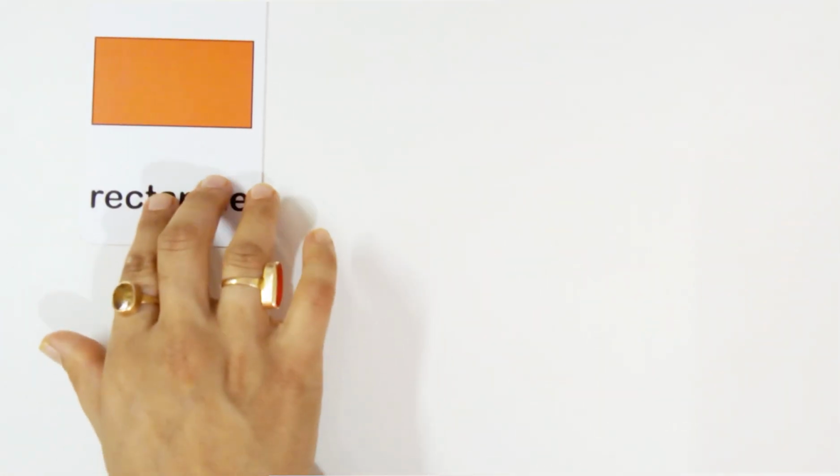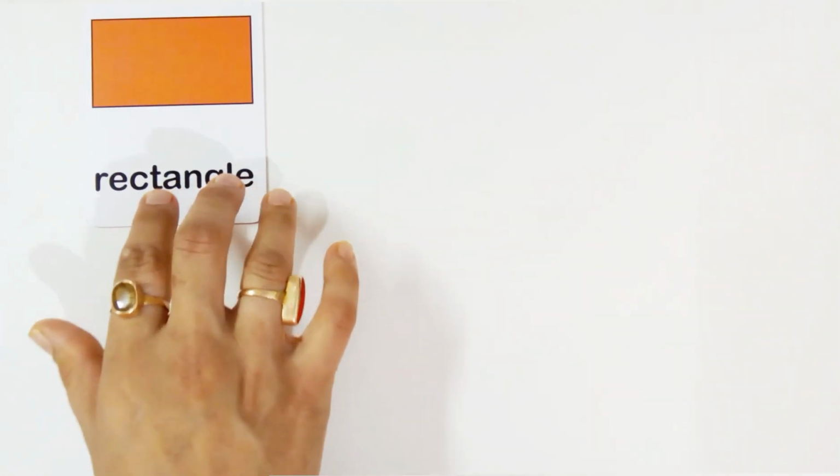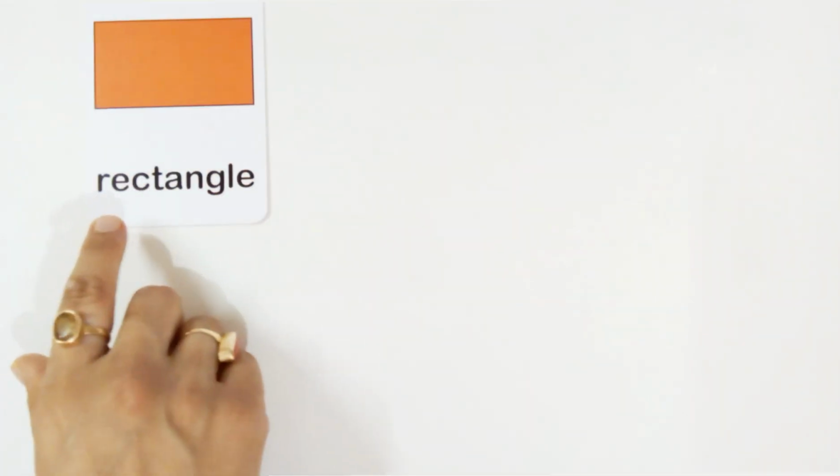Hello kids, let's learn some shapes names. R for rectangle, R-E-C-T-A-N-G-L-E rectangle. This is rectangle shape.